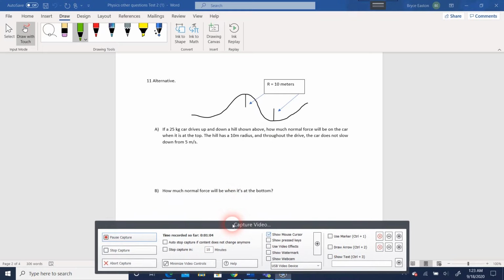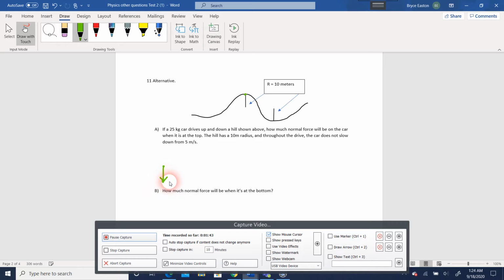The first one is centrifugal force. So right here we have a car going up and then down a hill. Its mass is 25 kilograms, and the radius of the hill is 10 meters, with a velocity of 5 meters per second. So the first thing we should do here is draw a free body diagram for the car. The problem is asking how much normal force will be on the car.